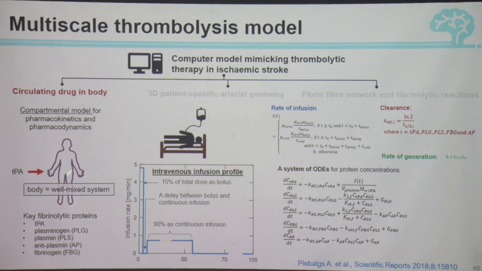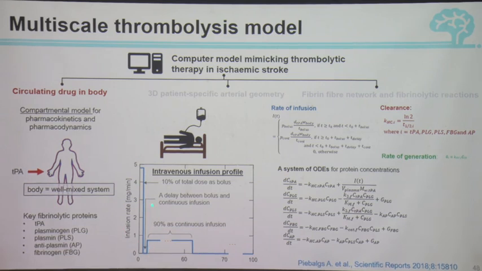And then as we model the systemic circulation, we also need to consider the source terms, for example, the natural production of some of the products by the body, and the natural clearance of the system through the body. And we consider the rate of infusion, so this is how the drug is infused. So this is obviously based on the drug trial.